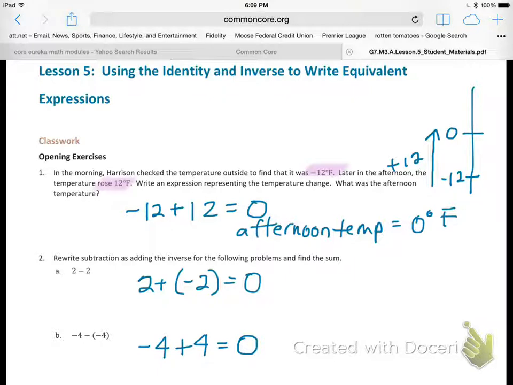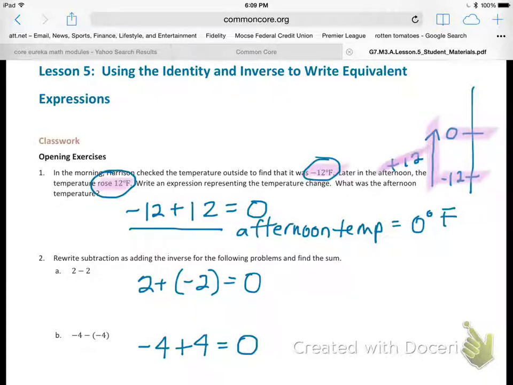Okay, so here are those first two completed. As you can see here, temperature check, negative 12 degrees Fahrenheit. When he first checked it later in the afternoon, it rose 12 degrees, and you can see that over here. I started out at negative 12, rose 12. Where do I end up? Well, I end up at 0, and the way that looks is right here. Negative 12 plus 12 equals 0. So the additive inverse. All right, 2 is the same.